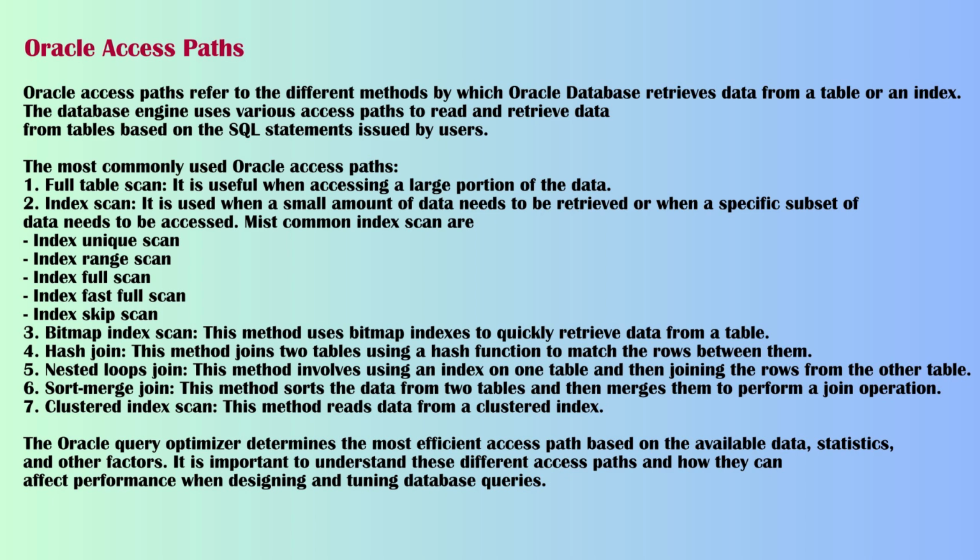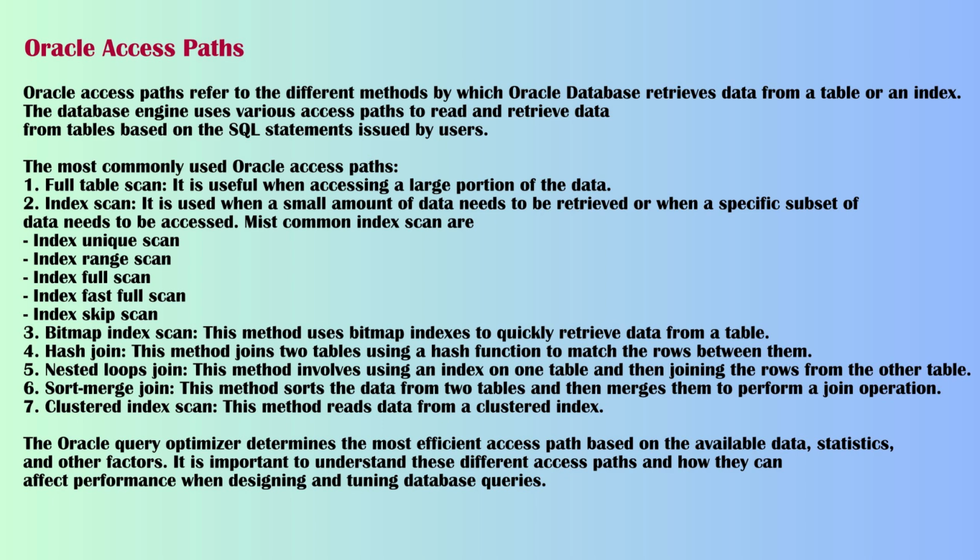The Oracle Query Optimizer determines the most efficient access path based on the available data, statistics, and other factors. As a developer or DBA, it is important to understand these different access paths and how they can affect performance when designing and tuning database queries.